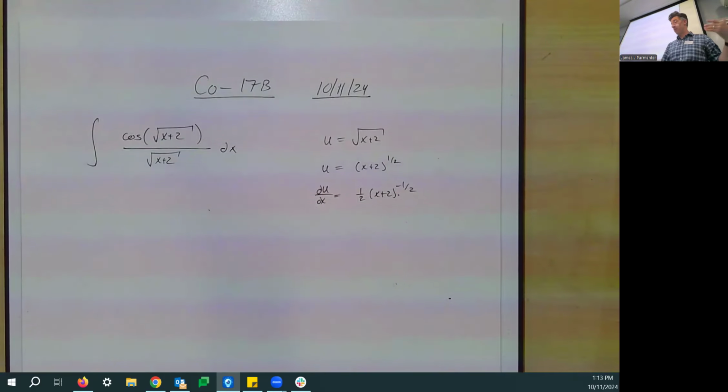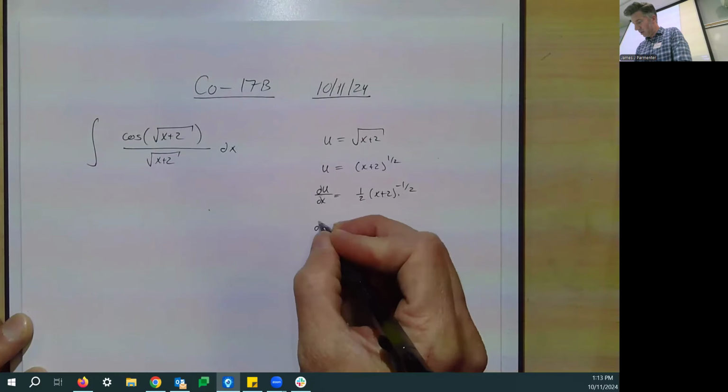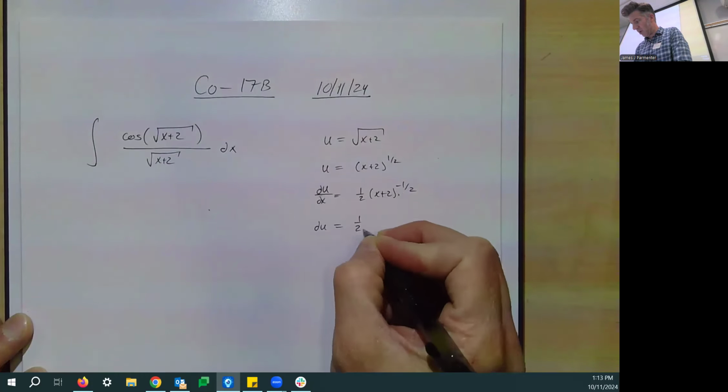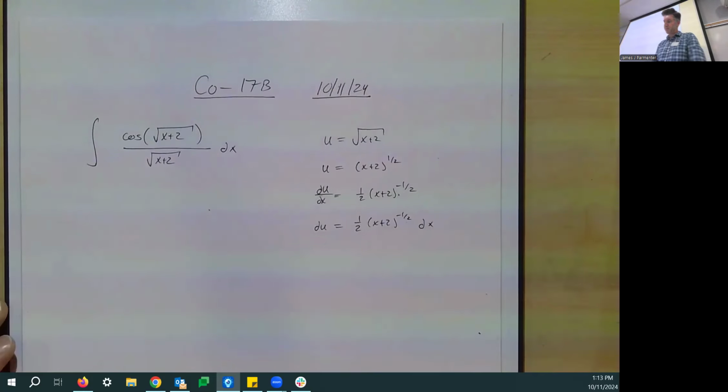But if that was like x cubed inside there, then there would actually be something to multiply by that would matter. And then usually you're going to jump straight to just putting the dx over there. So here's what we've got so far. We've got du equal to 1/2 times x plus 2 to the negative 1/2 dx.